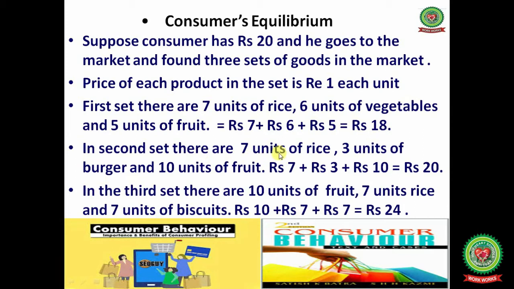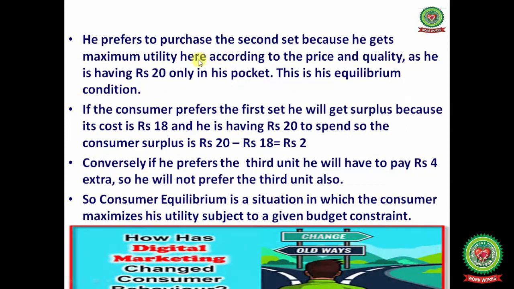And in the second set there are 7 units of rice worth ₹7, 3 units of burger for ₹3 and 10 units of fruit worth ₹10. So total expenditure will be ₹20 for the purchase of second set. And in the third set there are 10 units of fruit worth ₹10 and 7 units of rice worth ₹7 and 7 units of biscuits worth ₹7. So the total expenditure will be ₹24 if we will purchase the third set of commodities.